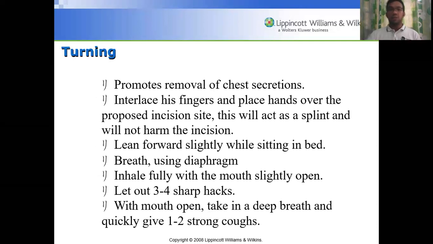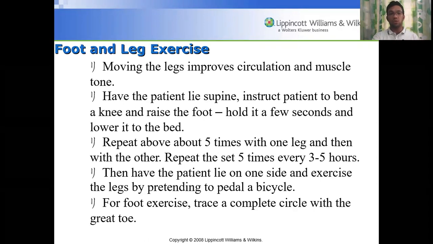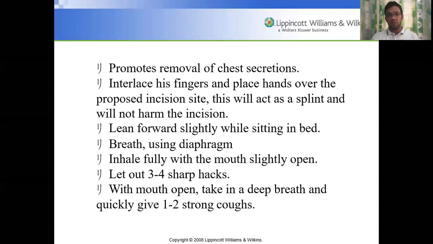Turning. This promotes the removal of chest secretions. So, interlace, you will do that again to protect the incision site. Lean forward, breathe using the diaphragm, and inhale with the mouth slightly open. 3 to 4 sharp huffs again, and take a deep breath and quickly give 1 to 2 coughs.